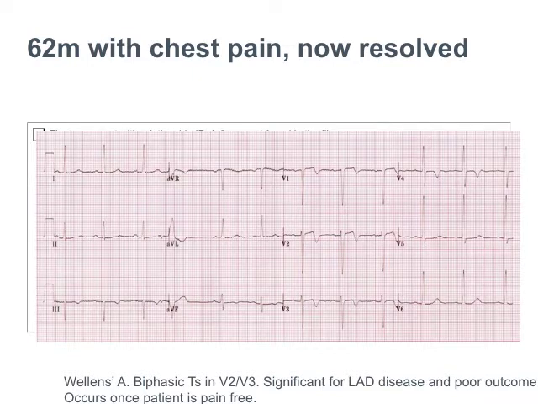So these occur again when the patient is pain-free. They may have a normal-looking cardiogram with pain, and they're high-risk patients for bad outcomes with ischemia. So we need to recognize this ECG as the Wellens type A.